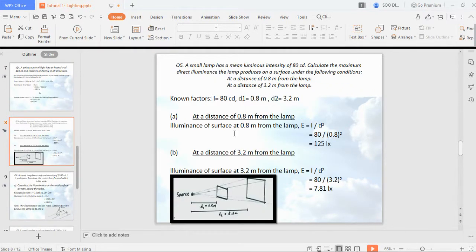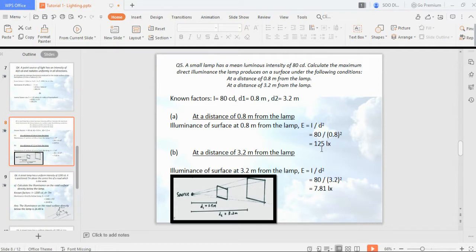Okay, so this is question 5. Your question 5 will use the formula of your inverse square law. So you're given known factors of I equals 80 candela. The first distance, d1, is 0.8. The second distance is 3.2. So you substitute all of this into the formula, and you'll be able to find out how much lux.